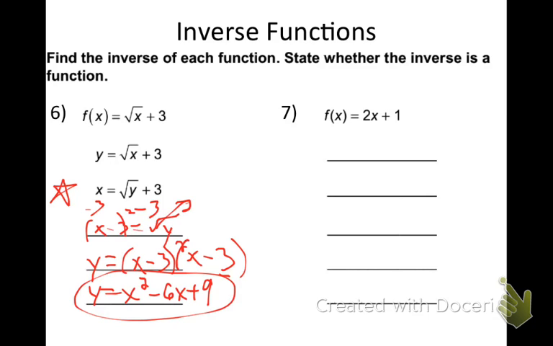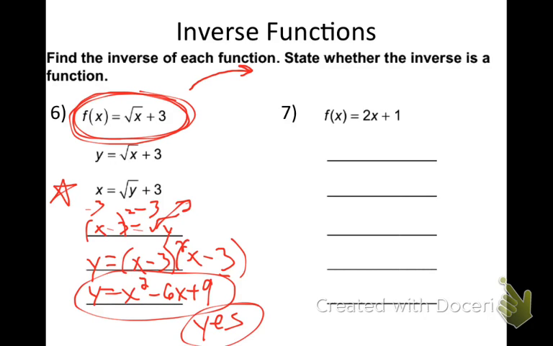Now, let's come back to the original problem here. f of x equals the square root of x plus 3. What type of graph does the square root function get us? Sideways, like that. Would that pass a horizontal line test? Yes. So would my inverse pass the vertical line test? Yes, it would. This is a function.